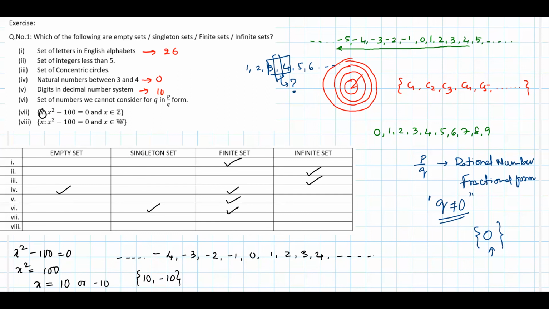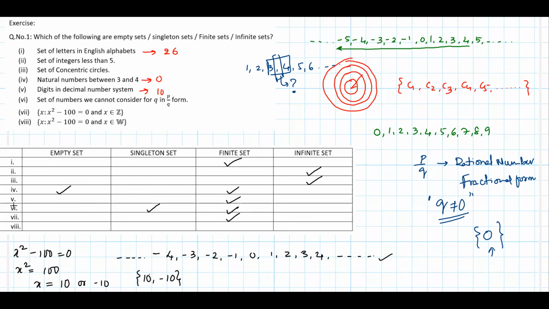They're asking us to write x. But before writing that, just cross-check: do 10 and minus 10 both belong to integers? Yes, they do. So no problem. The answer is 10, minus 10. So what is the cardinality here? 2. We can count the elements, so it is a finite set. Clear? Good.